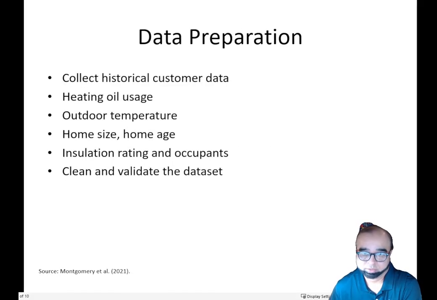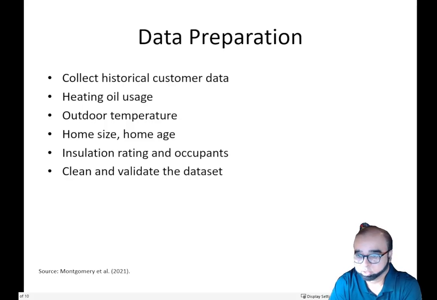Data preparation. Once the risks were understood, the next step was preparing the data. The organization collected historical customer information, including heating oil usage, outdoor temperature, insulation rating, home size, home age, and the number of occupants living in each home. Before statistical analysis could begin, the data had to be cleaned and validated.